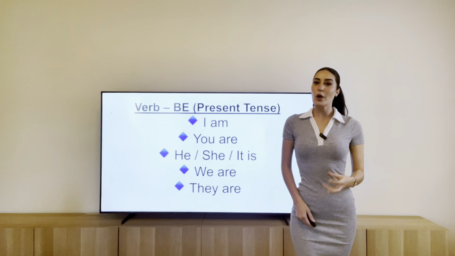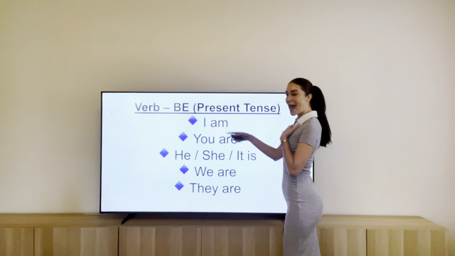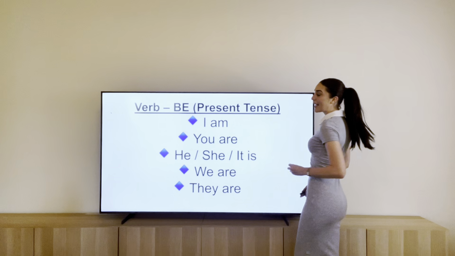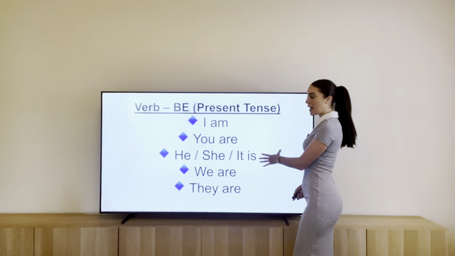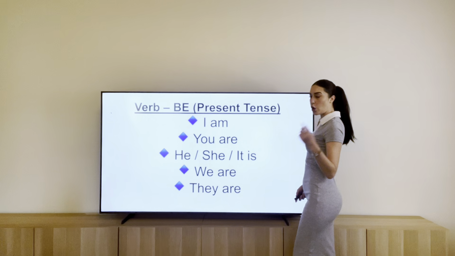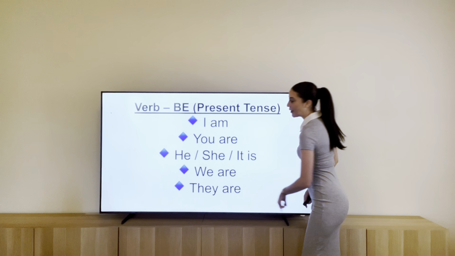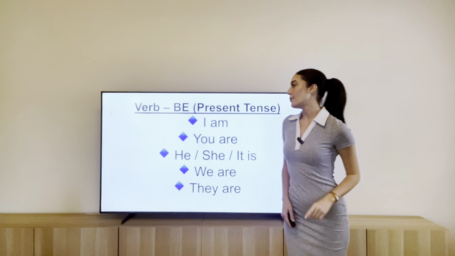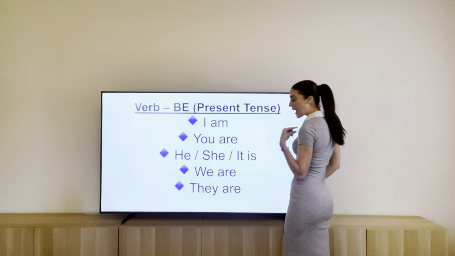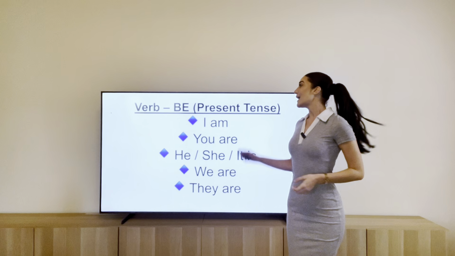All right, so if we want to conjugate to be, this is what we would do. We would say, I am, you are, he or she or it is. So for that one, they all use is. We would say, he is, she is, or it is. Then we say we are, they are. Let's go through those again a little bit faster. I am, you are, he, she, it is, we are, they are. So that is how we conjugate the verb to be in the present tense.